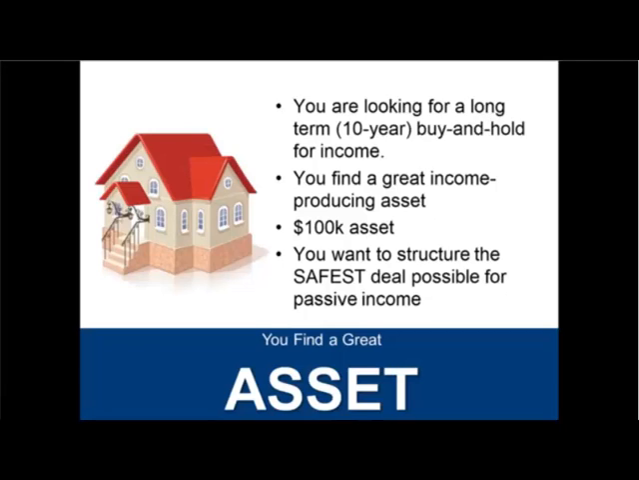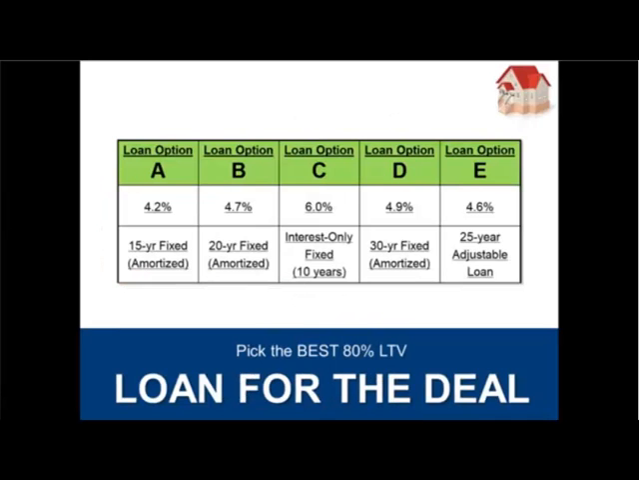So this is the deal. You go out and you find this great income-producing asset. You're looking for a long-term, 10-year buy and hold income property or asset, and you find a great income-producing asset. It costs $100,000 to purchase it, and you want to structure this deal to be as safe as possible for passive income. On the screen, you see 5 different options for a loan, and this is for an 80% loan to value. So it's very traditional, very standard, 20% down payment, 80% loan deal.